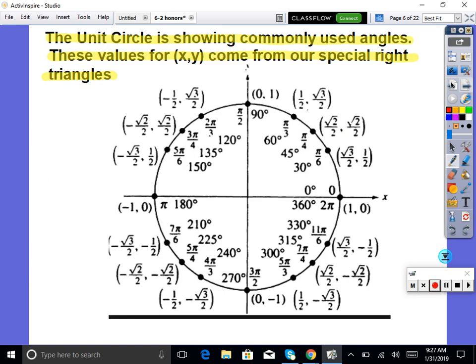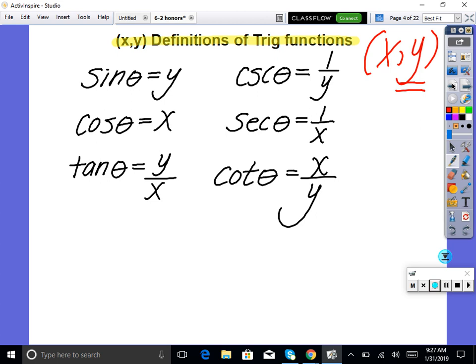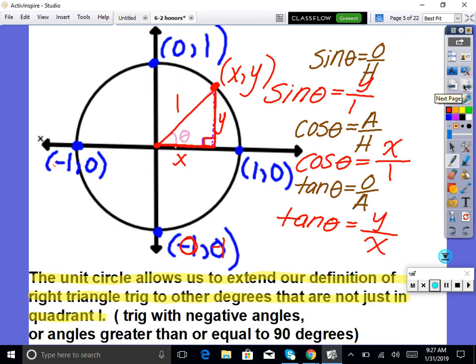Alright, so what does the unit circle allow us to do now? Think about this. If we only knew right triangle trigonometry, isn't it true that all angles in right triangles have to be acute? Well, there are angles that are not acute, and we still need to be able to do trig on those angles, right? So what the unit circle does is it allows us to now do trig on obtuse angles. Do you guys see what I'm saying? So on non-right triangles, basically.